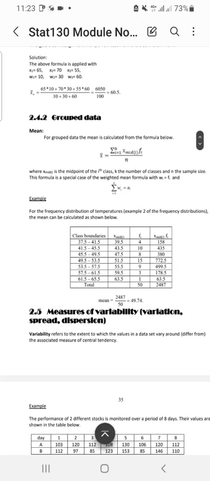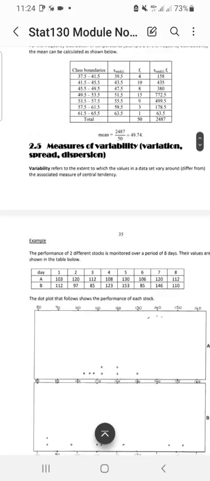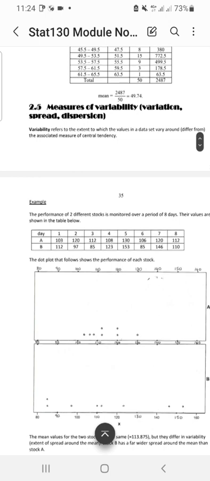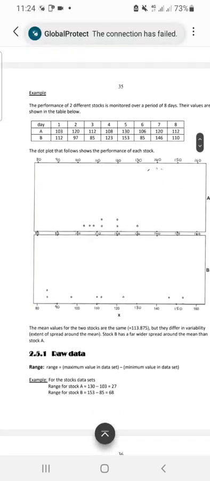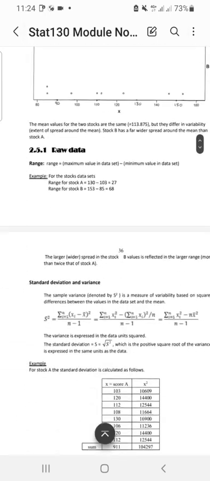Now your grouped data, this is where I was talking about, where you have to work out the mean of grouped data. So just look at a video of that. Measures of variability. Know the 3 measures of variability, because sometimes multiple choice will give you some that's not a measure of variability, and it'll say what statement is false. So yeah. Then know what variance is, like it's more dispersed.